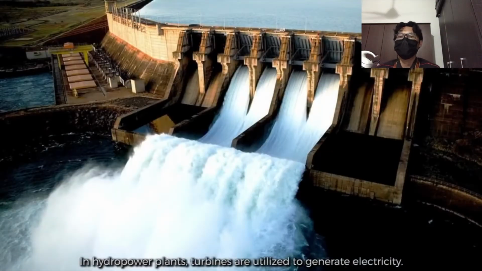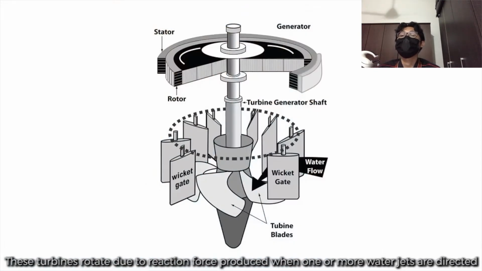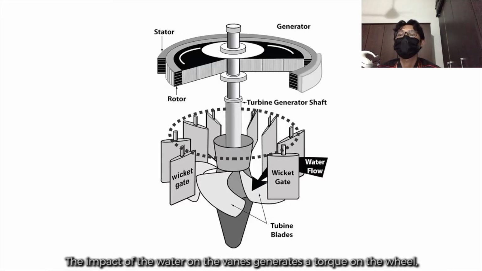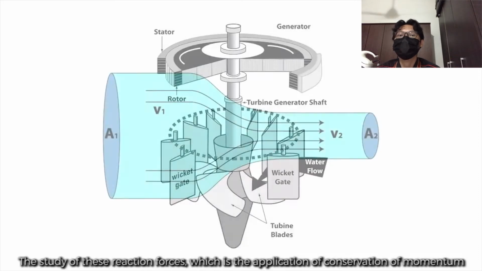In hydropower plants, turbines are utilized to generate electricity. This turbine rotates due to the reaction force produced when one or more water jets are directed tangentially onto vanes or buckets that are fastened to the rim of the turbine disc. The impact of the water on the vanes generates a torque on the wheel, causing it to rotate and generate electricity.